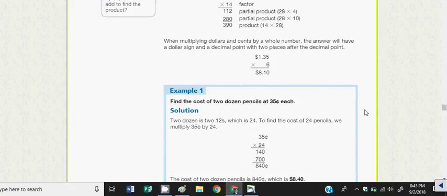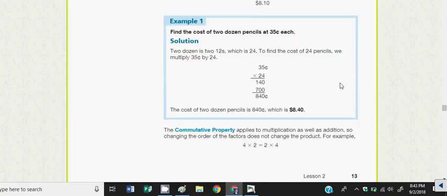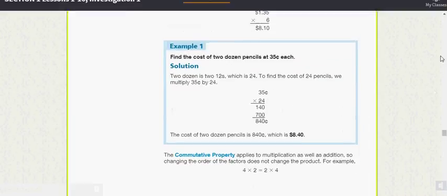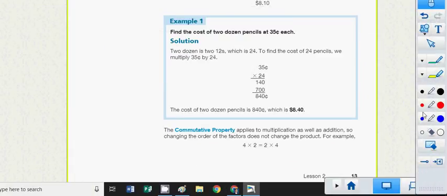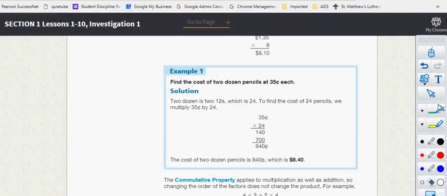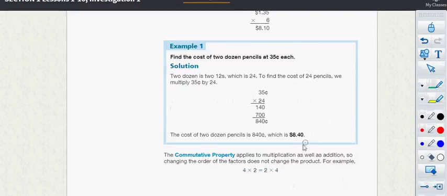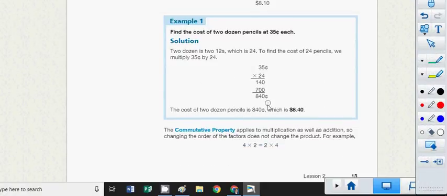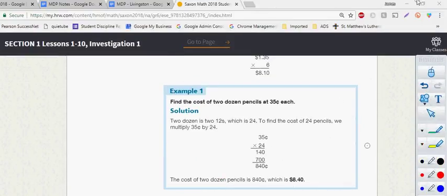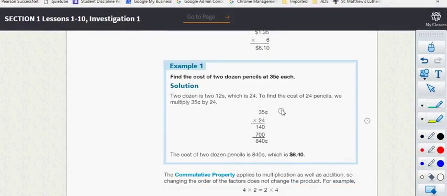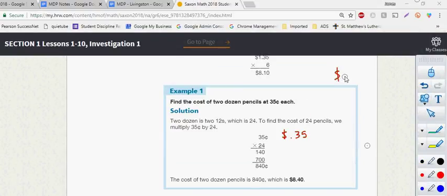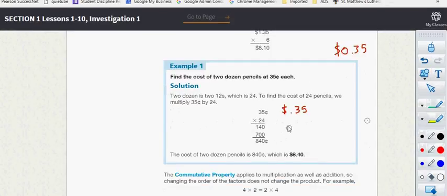Find the cost of 2 dozen pencils at 35 cents each. They use the cent sign. What's another way to show 35 cents but with a decimal? That might help make sure that we put the right decimal in the answer because we don't like to say 840 cents. Really, 35 cents with a decimal looks like $.35. Or you could even show it as $0.35, or $00.35, however you want to do that.